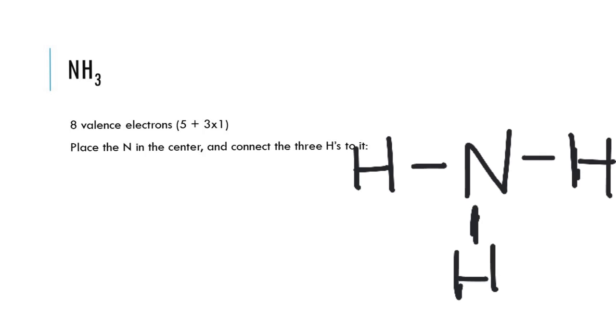There's 3 bonds, which means we only have 6 electrons. The last 2 electrons can't go on the H's because, remember, hydrogen can only have 2 valence electrons. With the bond, it's sharing valence electrons with the nitrogen, so it's full. It can't take any more electrons. That means we need to put the last 2 electrons on the nitrogen, just like that.